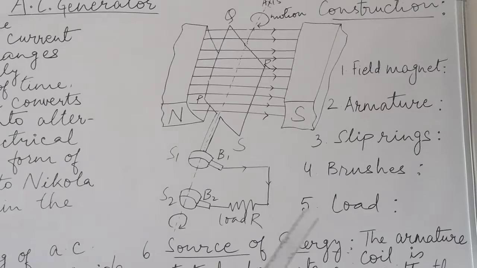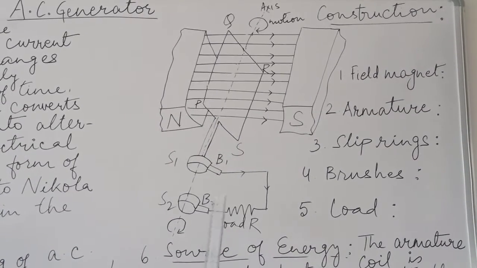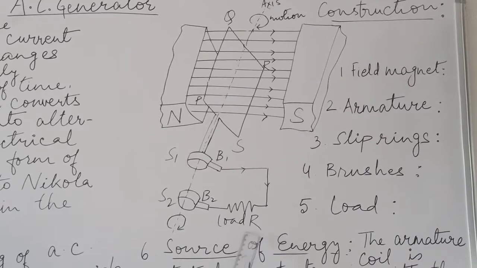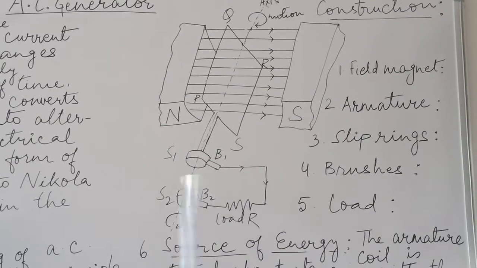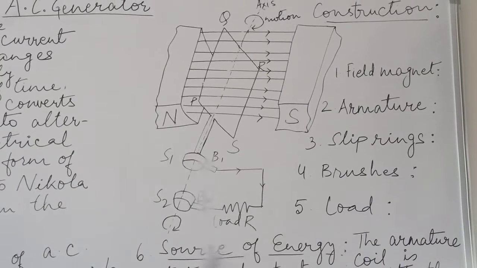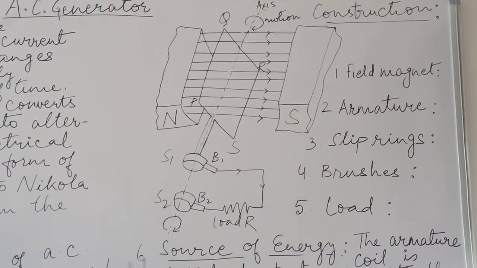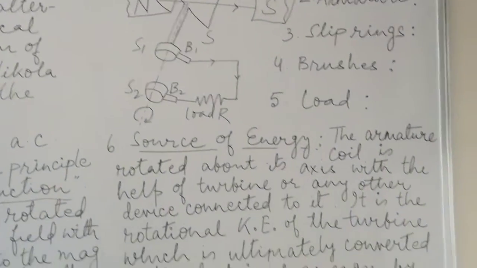Then fifth one is load. Here you see it is load R. We can connect any bulb or any device. So the fifth very important thing is load. Now sixth is source of energy.